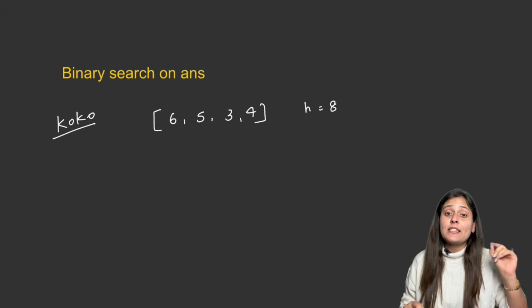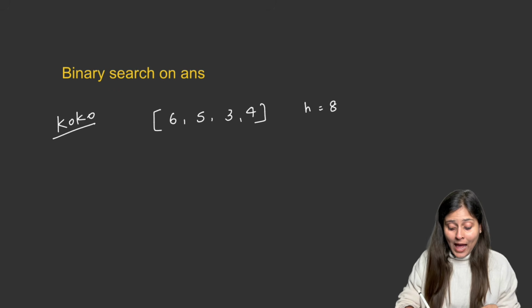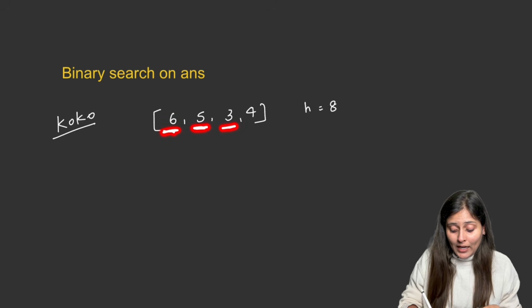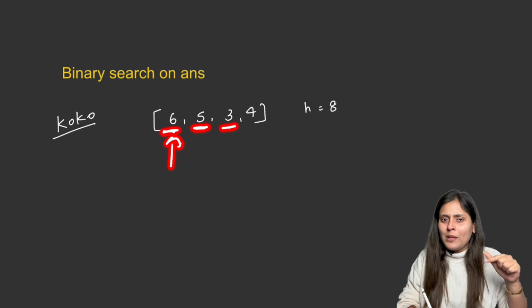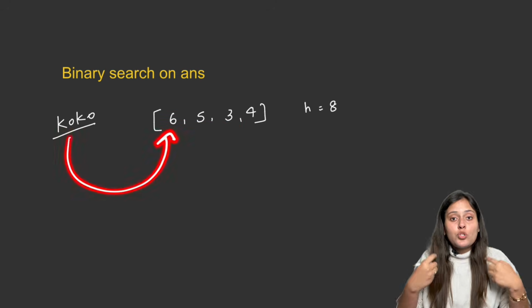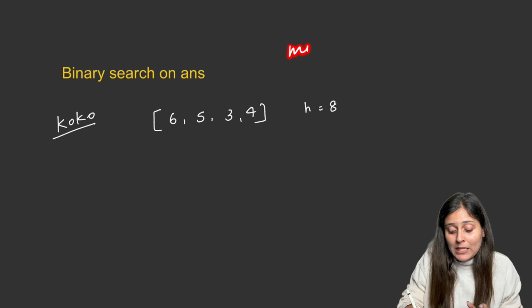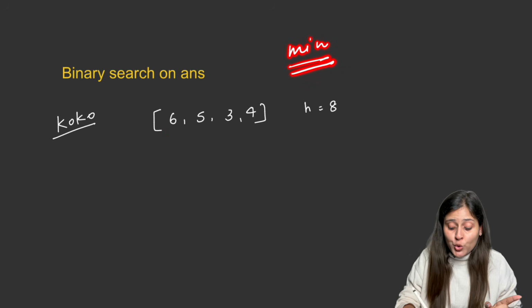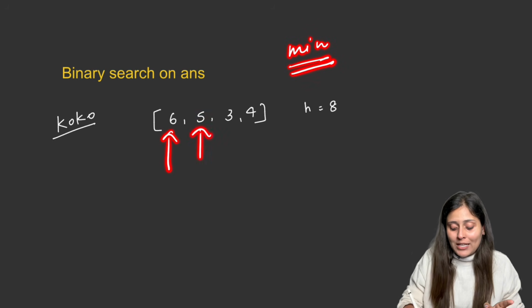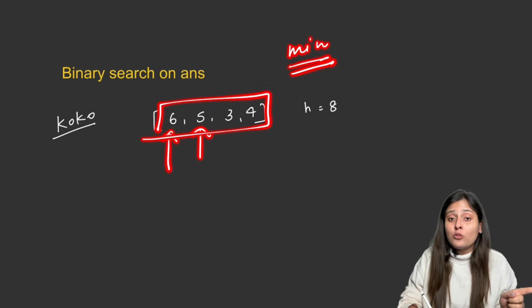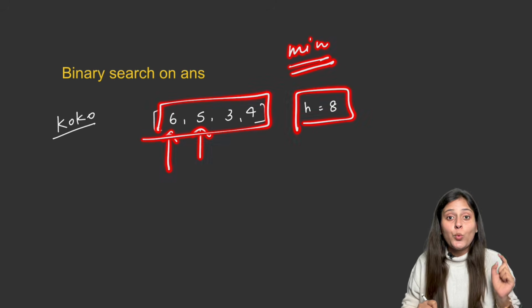So the question says there is a monkey named Coco, and here the array elements indicate that at a particular index how many bananas are there to eat. So Coco will go and eat those bananas. You have to tell what is the minimum speed with which Coco should eat those bananas, such that he will be completing all those bananas within h equal to 8 hours.